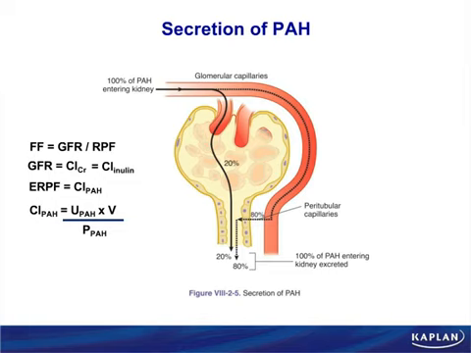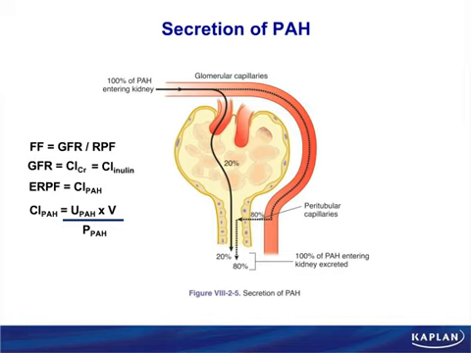Now, what happens to the 80%? Well, remember, secretion has carriers. Secretion has carriers in the cells of the proximal tubules. These carriers get saturated. These carriers do have a transport maximum. So what happens when the PAH carriers become saturated? Well, when they reach transport maximum, you're now secreting at a constant rate.